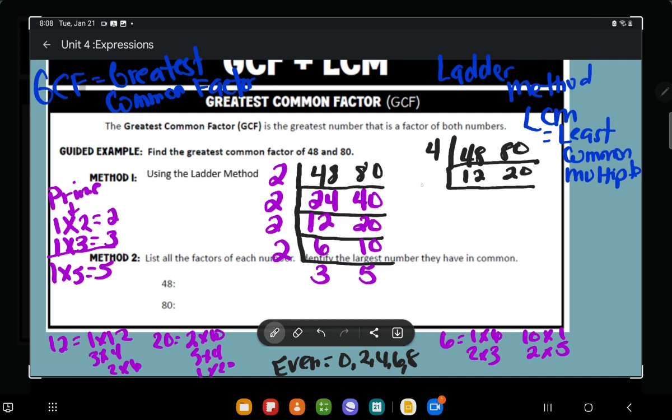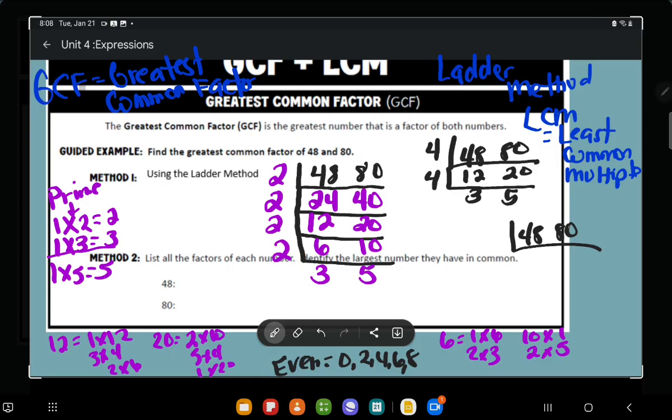I could use 2 here if I wanted to, but I know that they have 4 in common, so I'm going to use 4 again. 12 divided by 4 is 3. 20 divided by 4 is 5. So see how I got the same prime numbers? I could use any factor that they have in common to start my ladder, and I will still get the same answer at the end.